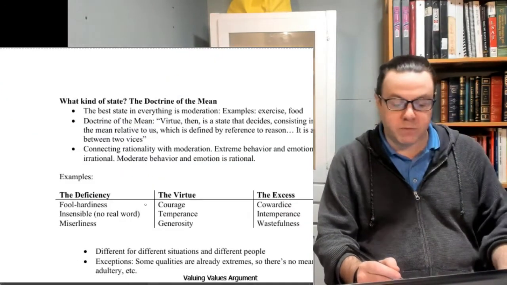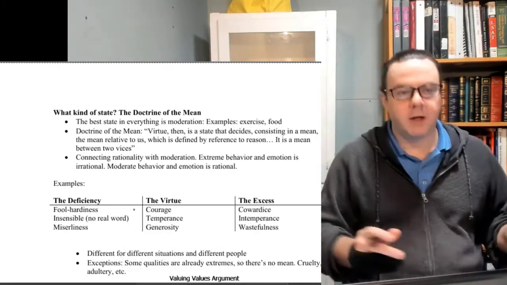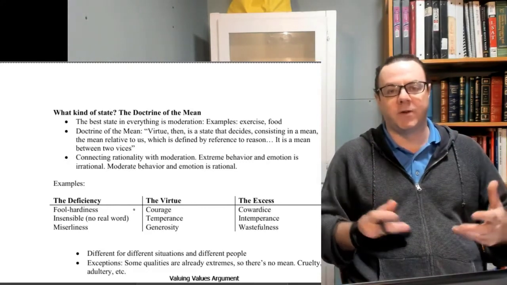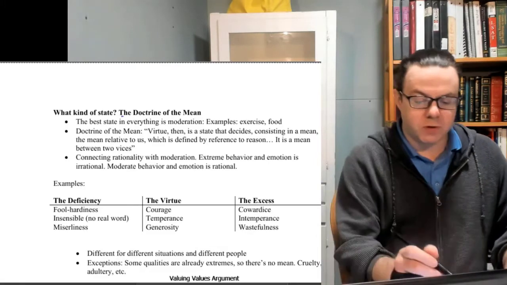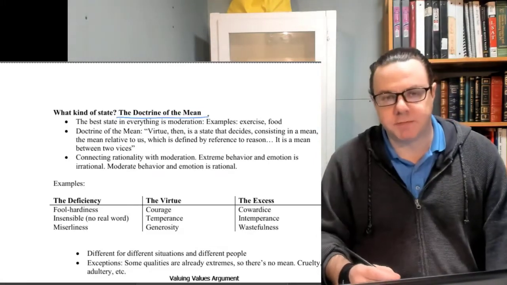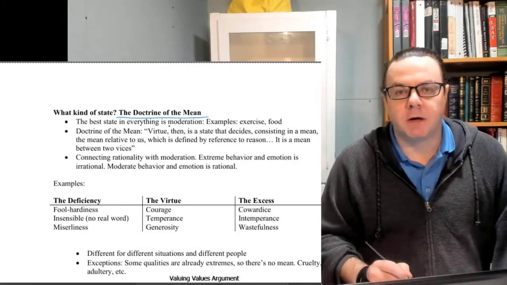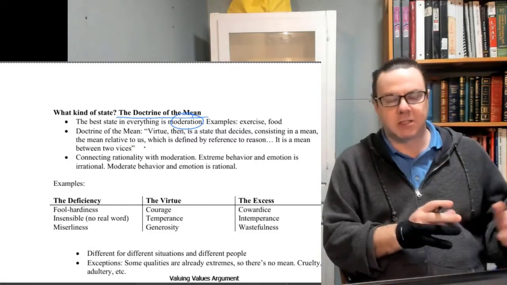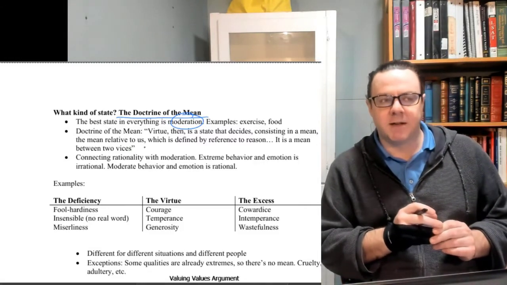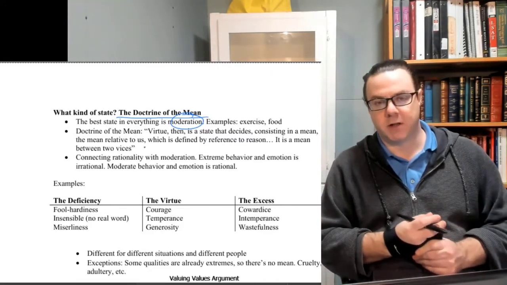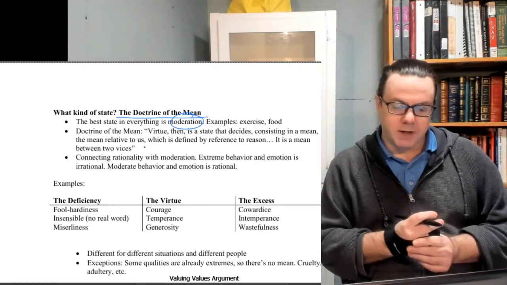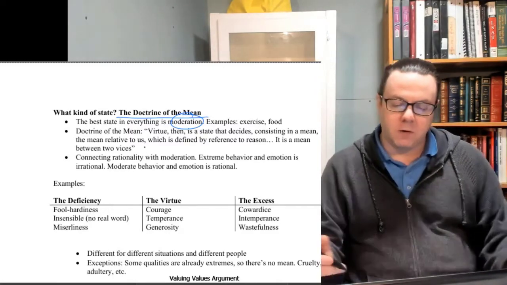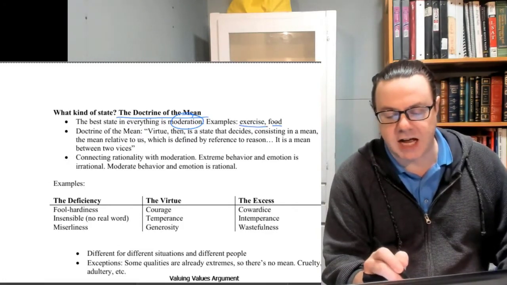So the next question that naturally occurs is, what kind of state is it? And this is where we get the most famous and central component of Aristotle's ethics, the doctrine of the mean. And he builds up to this idea of the doctrine of the mean by means of a general discussion of moderation. Even from before Aristotle, it's an ancient Greek idea that moderation is a good thing, right? You've probably heard the expression everything in moderation, which comes from the ancient Greeks. And Aristotle is going to work off of that notion, and he gives examples of exercise and food.